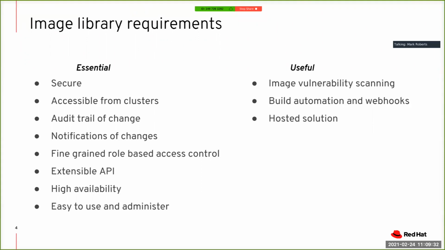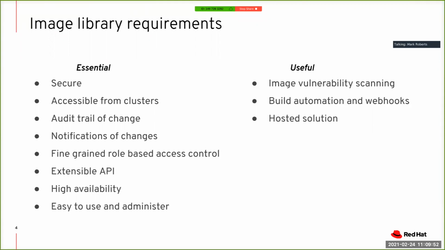Now, you might want it to be extensible so that you can interact with it via an API and build it into automation processes that you have, things like pipeline processes. We're going to have a look at one of those in the demonstration in a few minutes as well. And you probably want it to be highly available and easy to use. Now, those are kind of the essentials.